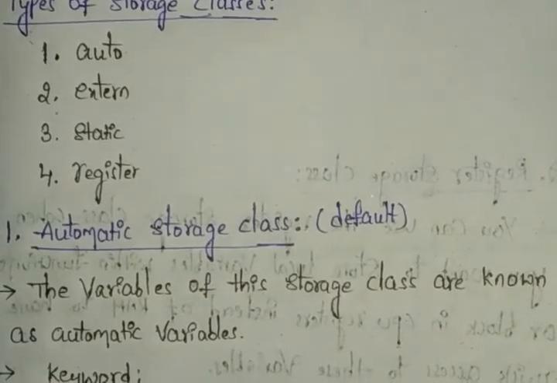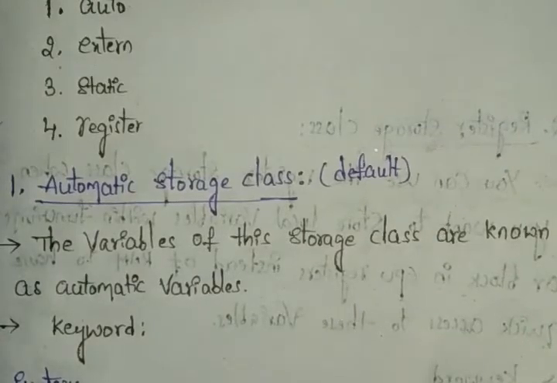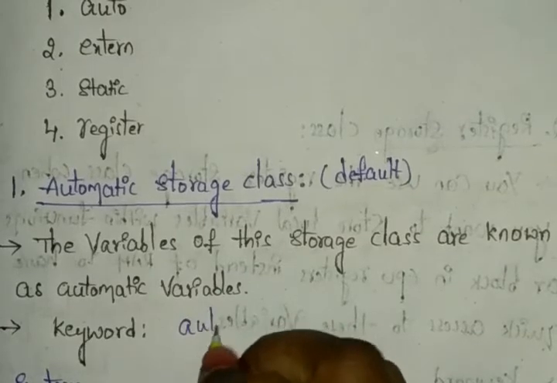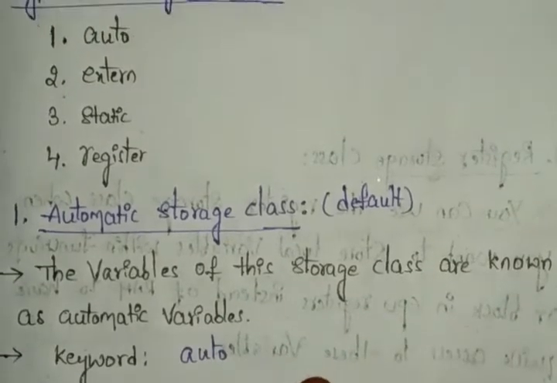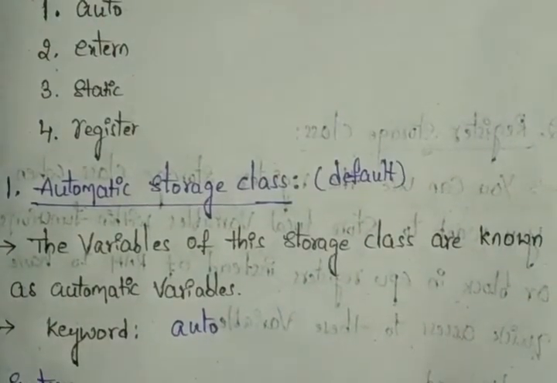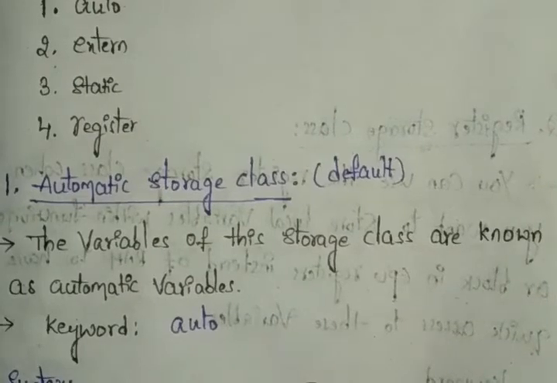And you can see here we have a keyword to use with the automatic storage class. So what is the keyword to specify? That is auto. Already here we wrote auto, right? So like that we can show our keyword for this. The keyword for the automatic storage class is auto.